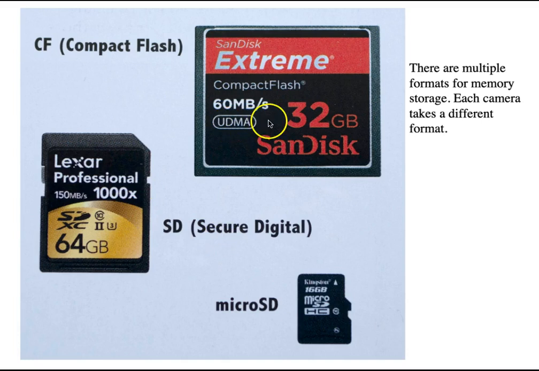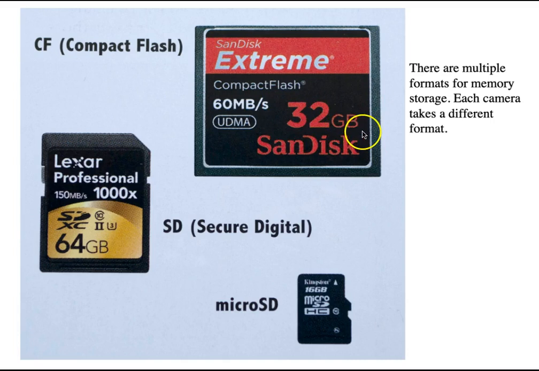Another thing you'll see here on the memory card is this 60 MB and then S. So this means 60 megabytes per second for the read-write speed, whereas this one says 150 megabytes per second. So this may be larger in physical size, but this is actually a slower reading, slower writing, and it's actually a smaller size altogether.